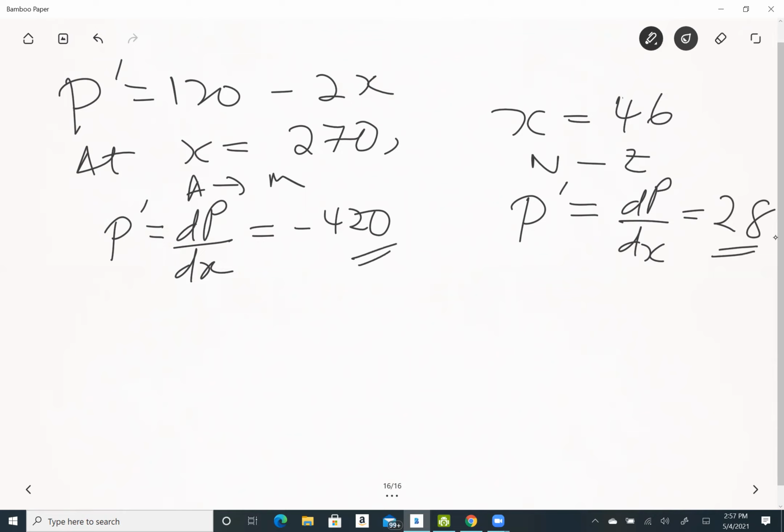So I think that's good. One positive, one negative. Now interpret. I give you 2 minutes to interpret. If you do the 270, make sure there is a negative sign, a negative 420. So be careful with that.